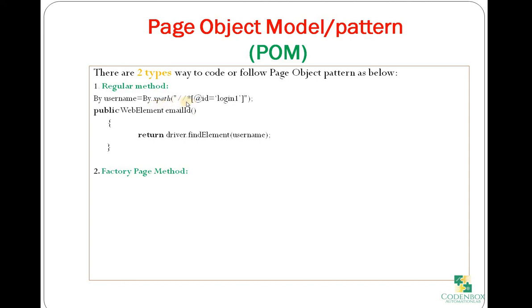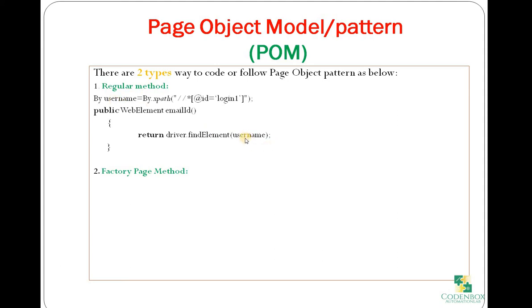So the way you're gonna write, you will say by dot whatever the locator, like XPath, ID, whatever it is, and then you put the value of your locator, and equals to, you put in a variable like username, and your return type would be by. So for each and every web element, we'll create a method. Like I create a method public web element email ID for the same element like username, and then I said return driver.find element, and then you pass this variable username inside this.